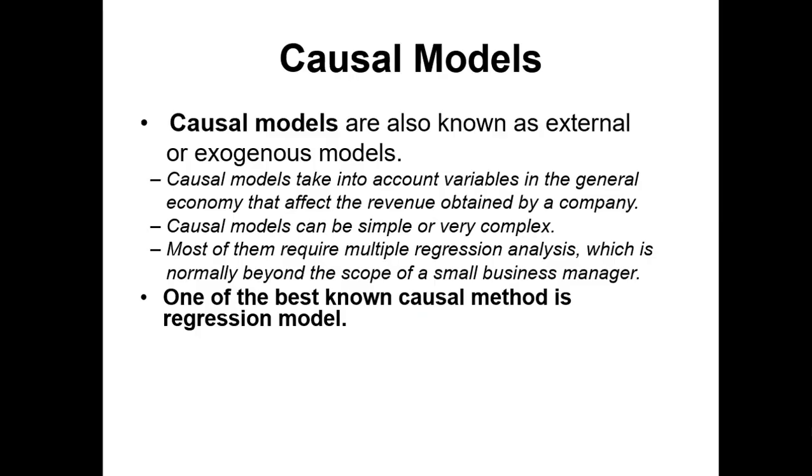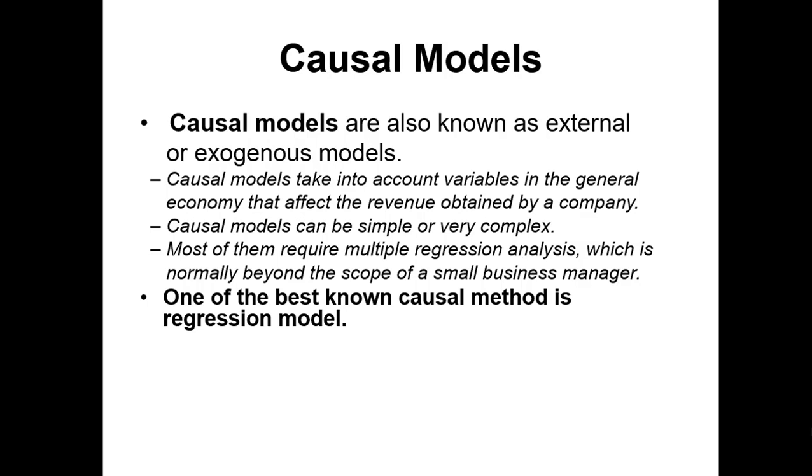So now I'm going to some more advanced models which we use in forecasting when some specific variable data exist. These models are basically called causal models, meaning due to some causes, due to some effect, due to some impact of a specific variable on another variable. That is why it's called a causal model. These models are also known as external or exogenous models. There are two types of model: one is exogenous and one is endogenous.